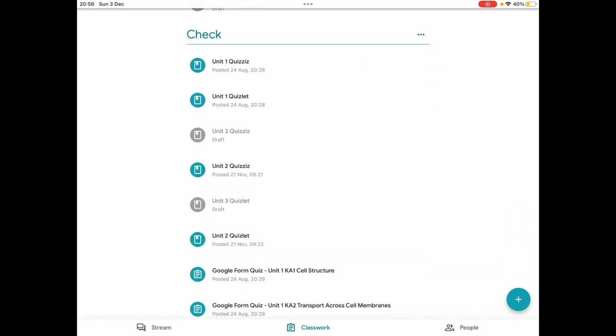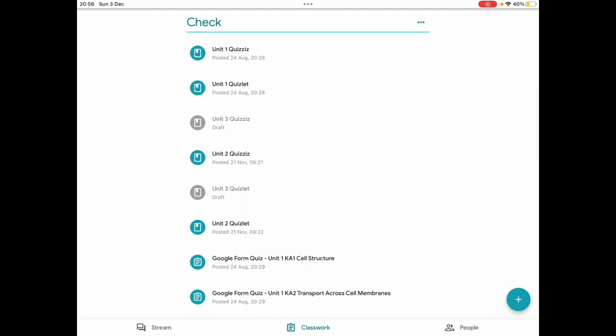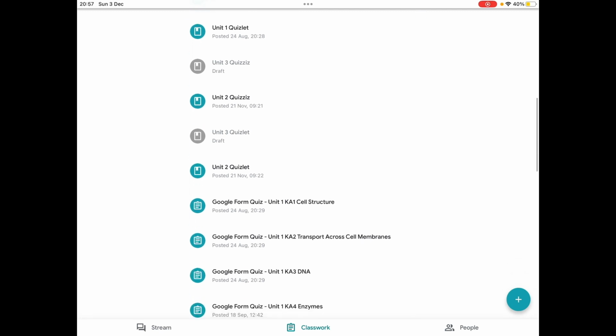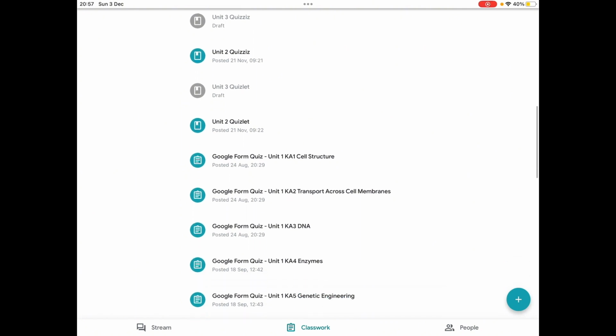For the check section, remember this is questions that are pretty straightforward. It's either getting the basics for the terminology or some of the key fundamentals of the course. Important if it's a topic you've struggled with. We've got Quizlets, quizzes, we've got Google Form quizzes as well on each of the key areas for Unit 1. And all of these have got the answers with them. You can check your answers.